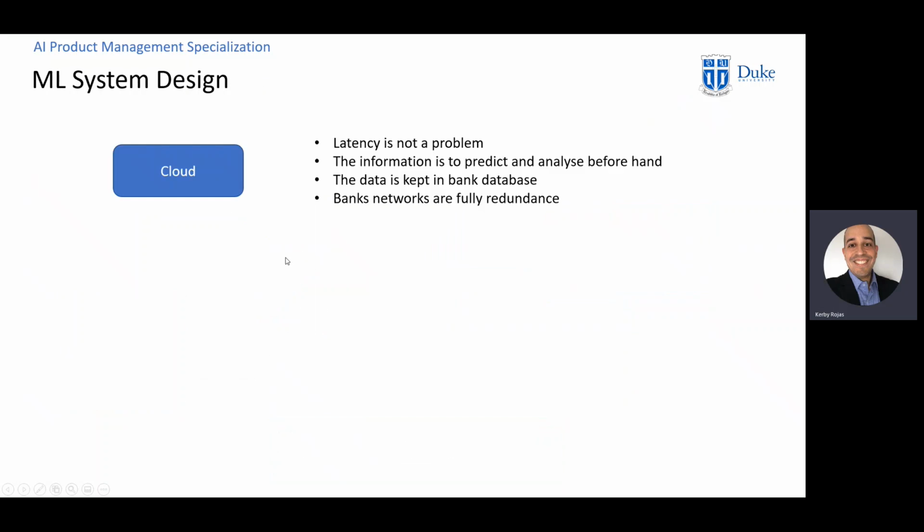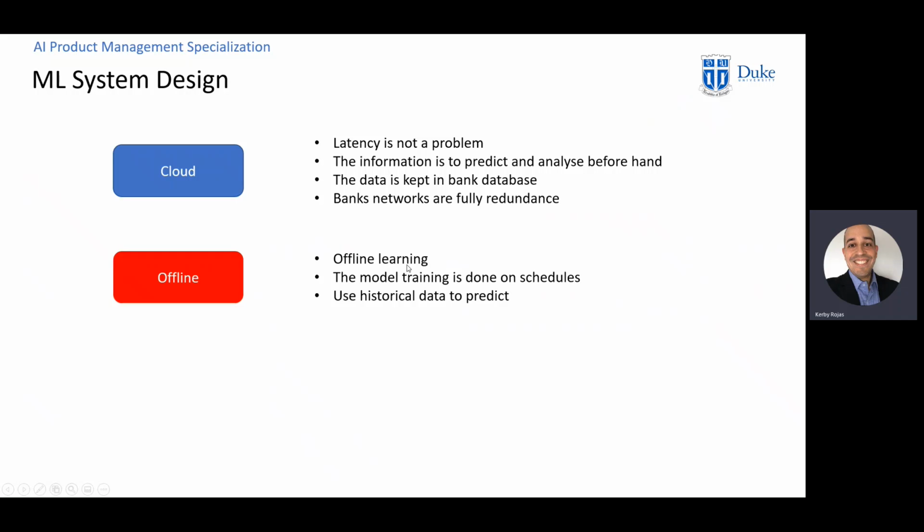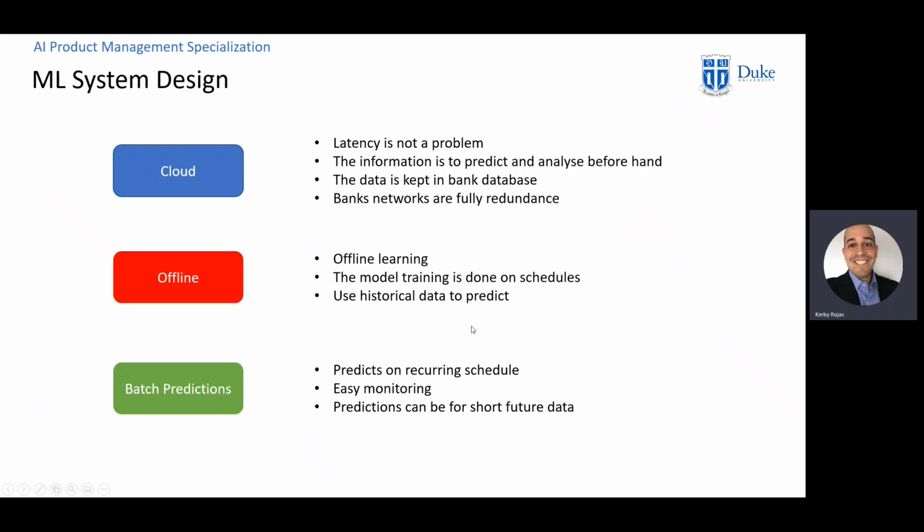So, the machine learning system design: I chose cloud because latency is no problem. The information is to predict and analyze beforehand, so it's going to be done beforehand. The data is kept in the bank database, so it doesn't need to be online. It doesn't need to be edge or real time. And the bank networks are fully redundant, so they have plenty of capacity to carry the information around. It's offline learning because the model training is done on a schedule, so it's basically historical data to predict, and batch prediction because predictions run on a recurrent schedule, with easy monitoring.